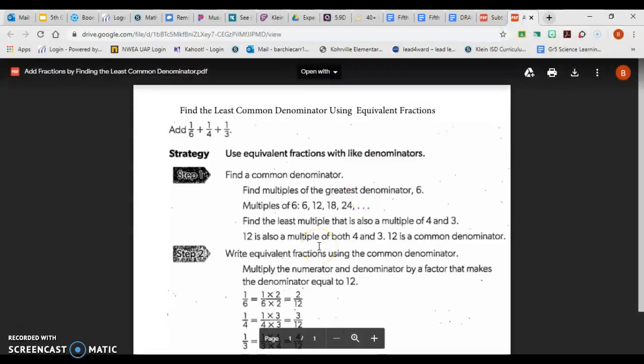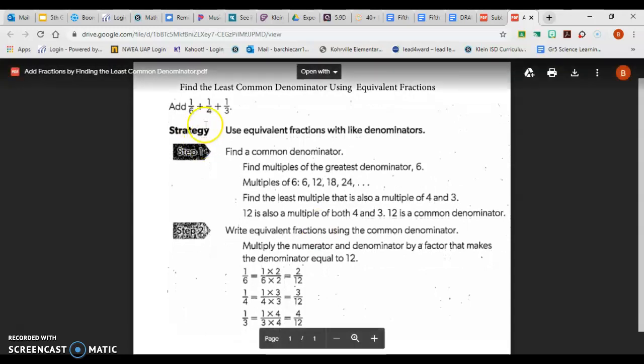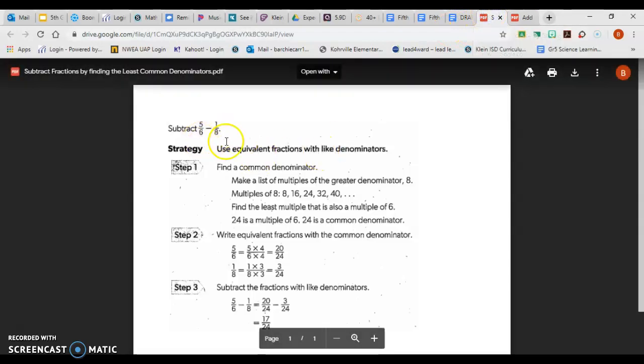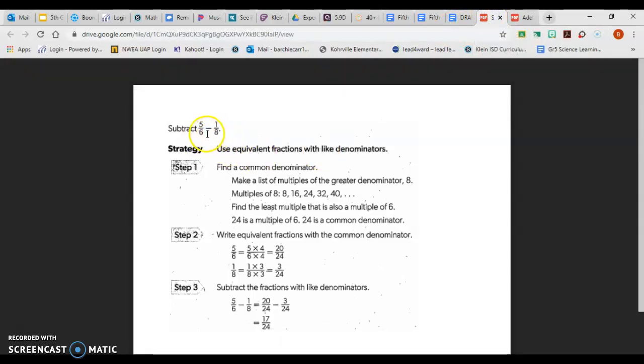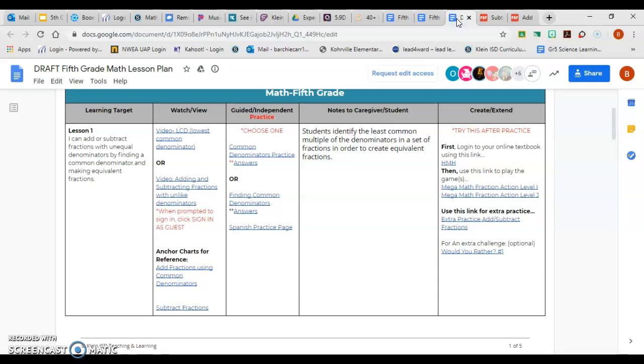This is reminding us of the steps for when we add fractions that have different denominators. Remember, when the denominators are different, we have to convert them, and this is the one for subtracting. Again, don't forget, if the denominators are different, you have to convert them before you can add or subtract. So you're going to have those two reference charts open.